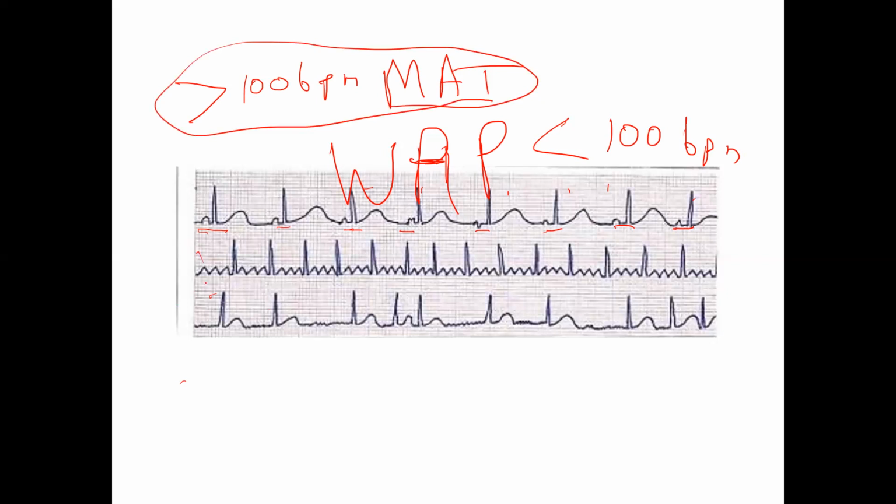Now this one has a lot of P waves in front of a normal QRS, but it's regular. So what do we call this one with that sawtooth pattern? Atrial flutter. That's flutter.